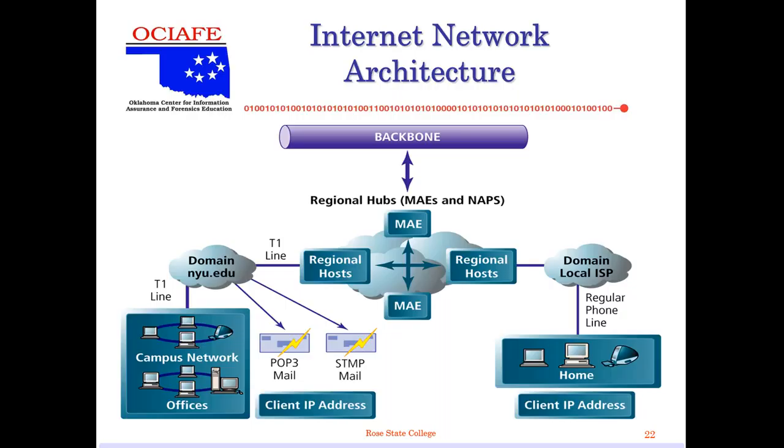Here's even a higher level view. You're going to have a backbone, which comes into the regional hubs. The regional hubs then supply localized backbones out to your local service or server. For example, if we went to a regional host on a T1 line down to NYU, it would hit their POP or their SMTP. You can have client addresses. It goes right into their network and the offices, things of that nature. That's basically how it flows.